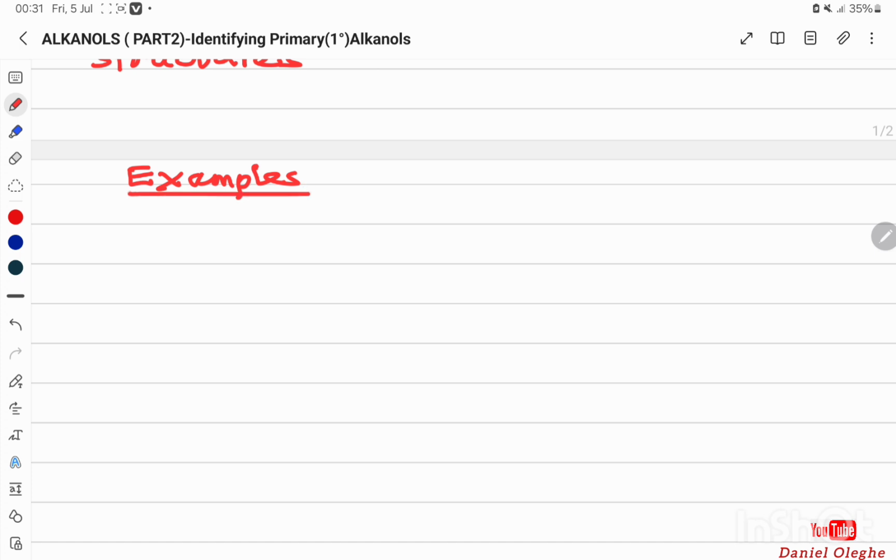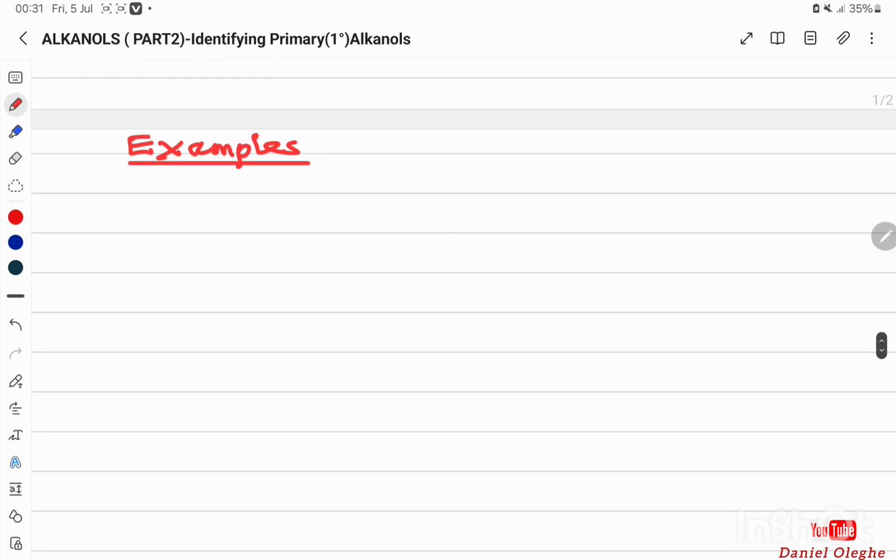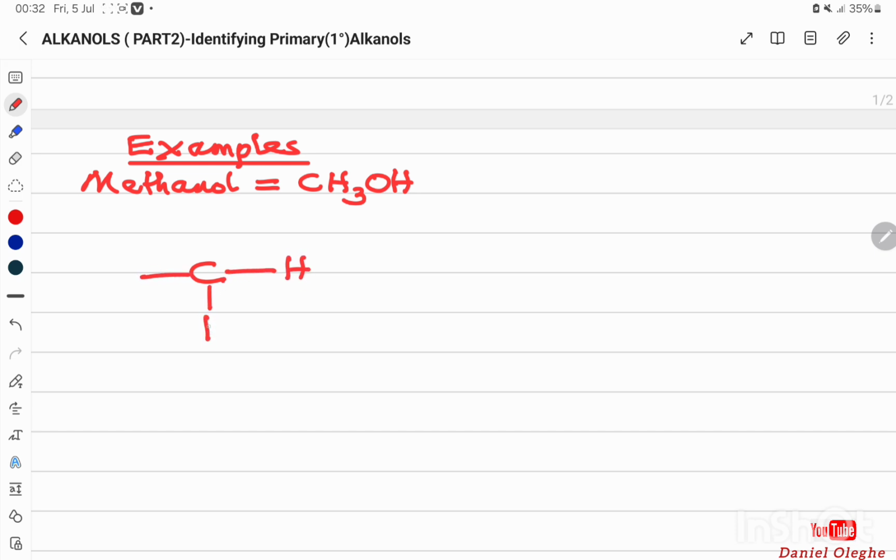I'm going to start with the simplest member of the primary alkanols, and that is methanol. Let's look at methanol. Methanol is CH3OH, or we can write the molecular structure as follows. We have the OH attached to the carbon atom, and there are three hydrogen atoms.